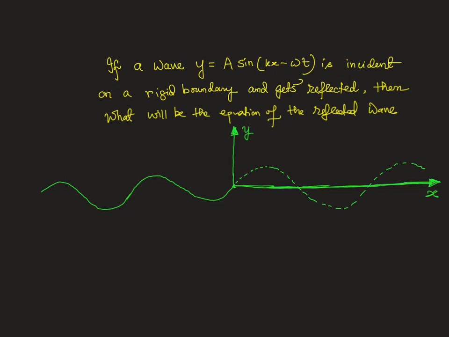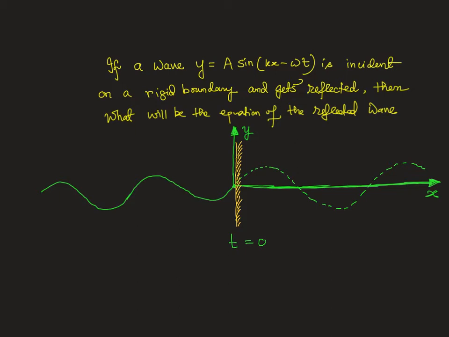So the question is, if a wave y equal to a sin(kx minus omega t) is incident on a rigid boundary and gets reflected, then what will be the equation of the reflected wave? Now let's take this as a rigid boundary as shown in the figure. This y-axis is the rigid boundary, and the wave is a sin(kx minus omega t). So I'll draw the wave at time t equal to 0. See, this is the wave at time t equal to 0.